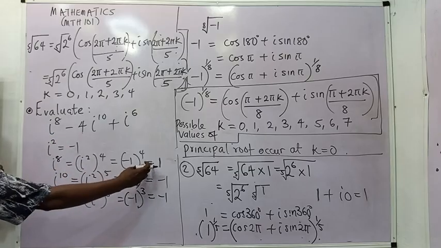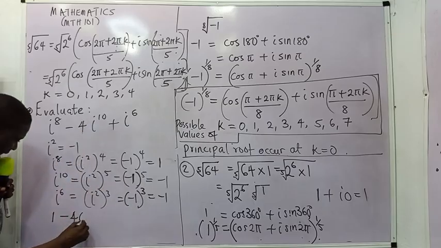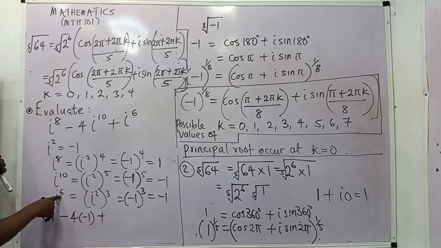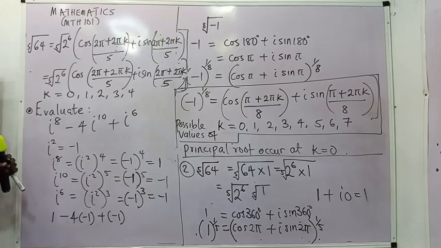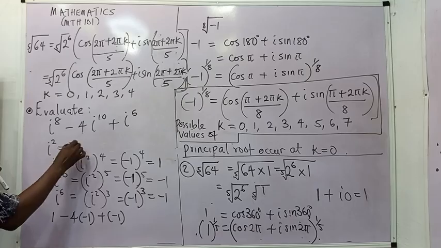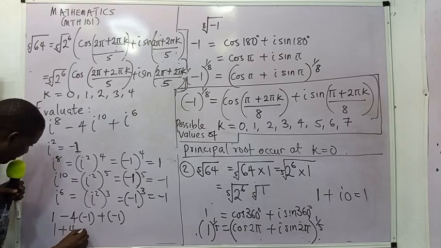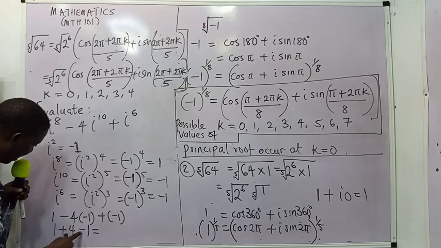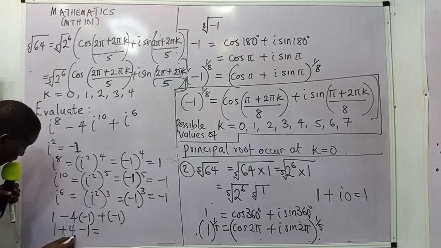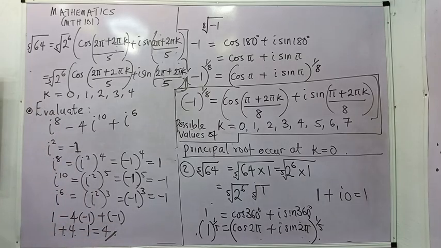So we now have it clear that i raised to the power 8 is equal to 1. Minus 4 i raised to the power 10 is minus 4 times minus 1, and i raised to the power 6 is minus 1. From what I've done down here, 2 times 3 is 6, so it's not different from this, and i squared is minus 1. So if you work with it, I would have 1 plus 4 minus 1. 1 plus 4 is 5, and 5 minus 1 is 4. So that's what I want to have as our final answer. So that is the final answer for that one.